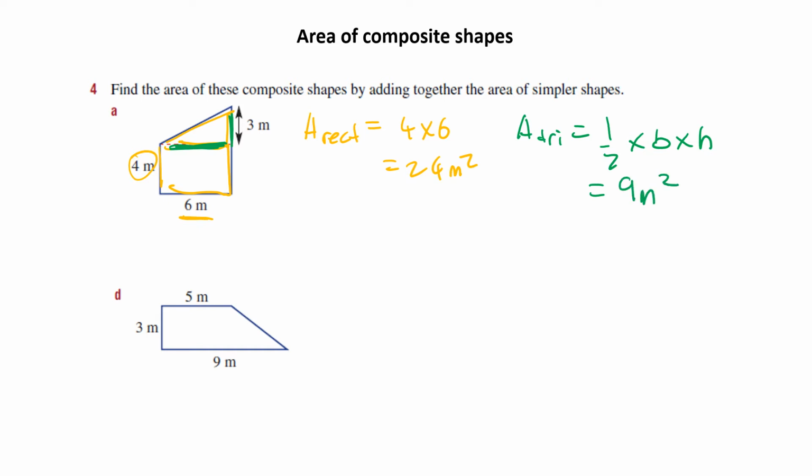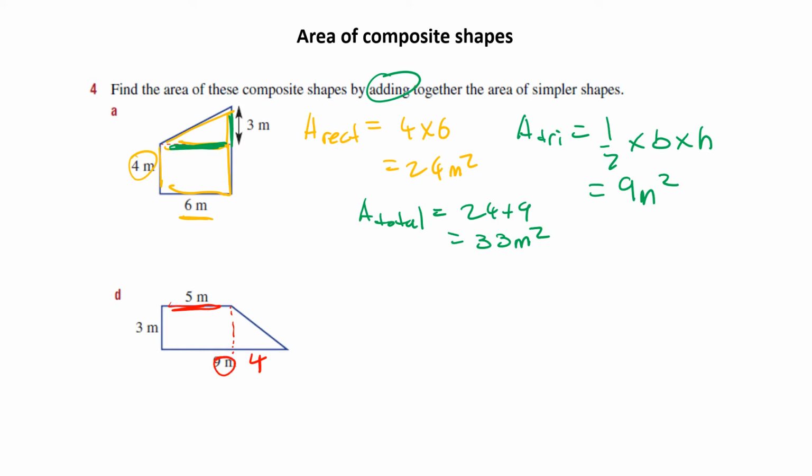In this case, I'm going to be adding, but you remember you've got area 1, area 2. So area total for this one is going to be equal to 24 plus 9, and that's going to be equal to 33 meters squared. And this one here, I'm going to go down like that, and we can see that's 5 along there, that means that part has to be 4 because the total has to be 9.